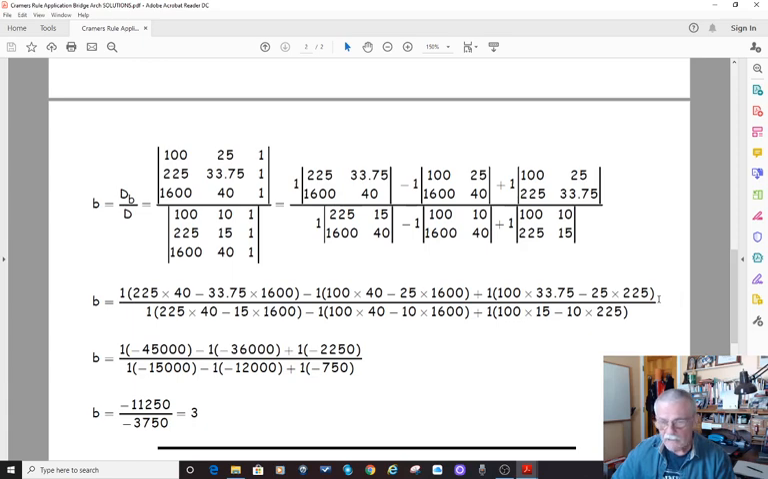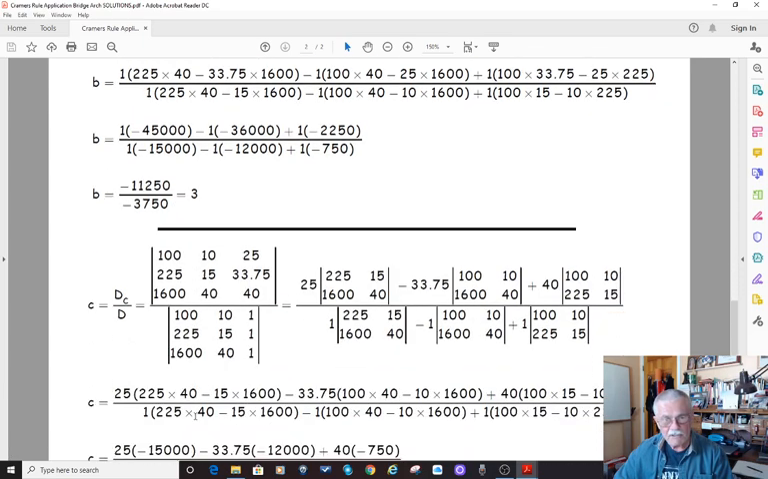You have to be very careful about these, okay? You can't slop this down as you're riding in your car. You have to sit down, clean space, big piece of paper, and do the math. So I'm setting it up for you just to show you that it can be done. And you work this out. So this is negative 45,000, negative times negative is a positive, that's plus 36,000, minus 2250 comes out to negative 11,250. Divided by your negative 3750, so B is a 3.